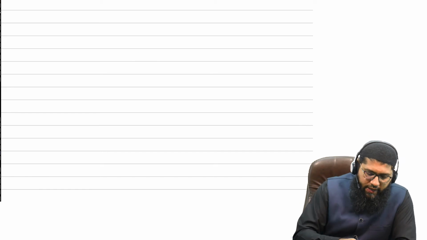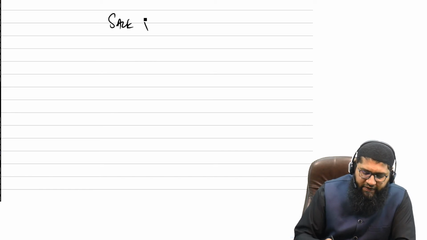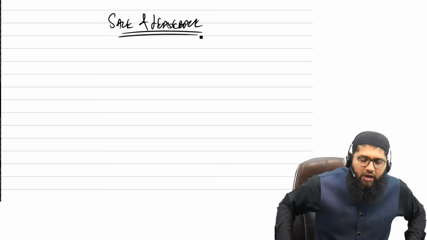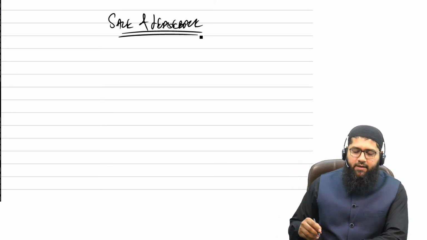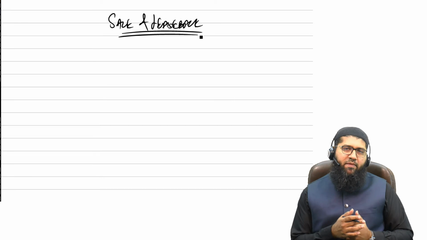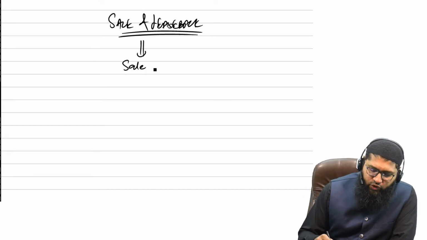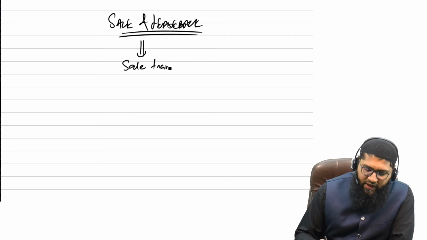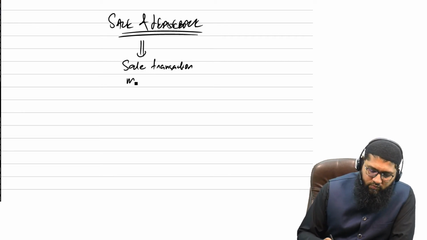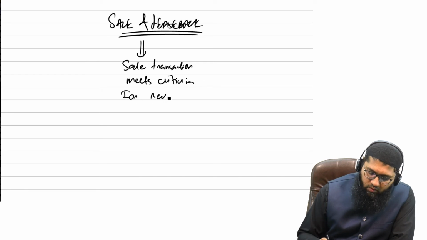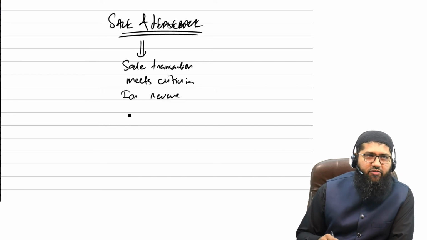Okay. First of all, I will talk about the sale and leaseback that you just asked. When we talk about the concept of sale and leaseback, what does IFRS 16 say? IFRS 16 says the first thing you have to do is see if the sale transaction meets the criteria for revenue recognition.